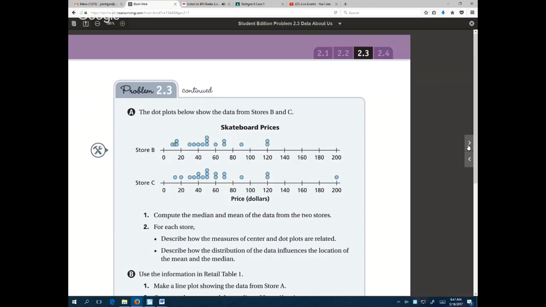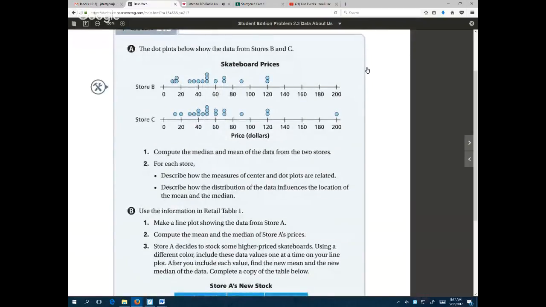So here's what you're going to have to do. On the bottom of that page, it gives you another little table, and it says new stock price and store A. The first thing you have to do is find the median and mean of each of these stores. If you want to do them on the side or the back, there's quite a bit of blank space. You may use a calculator, but you must find the mean and median of all 4 stores.